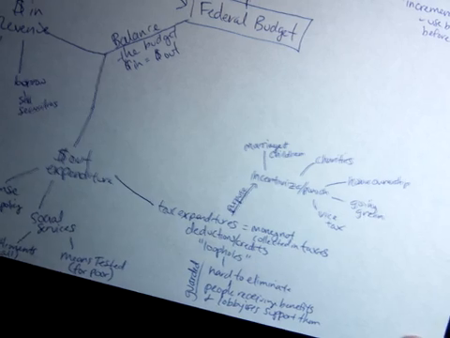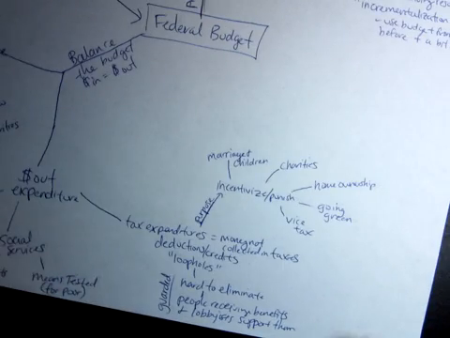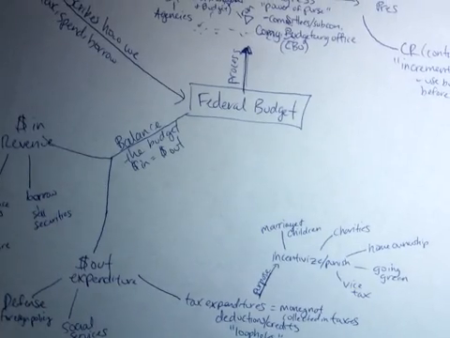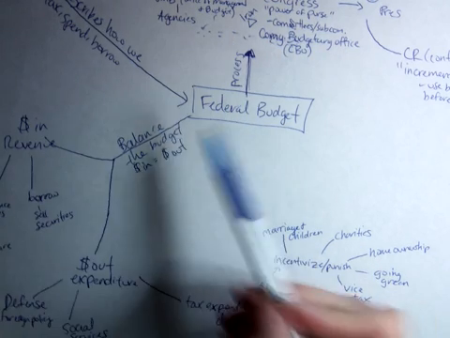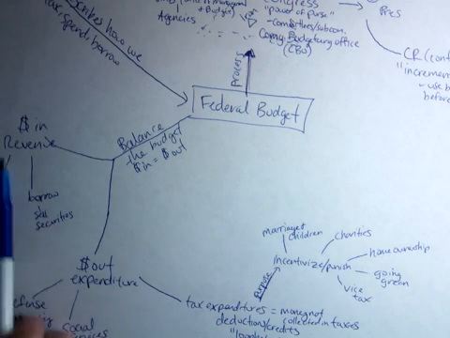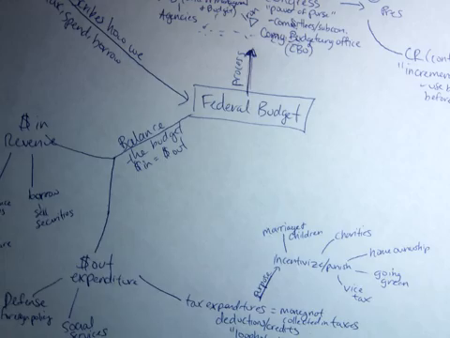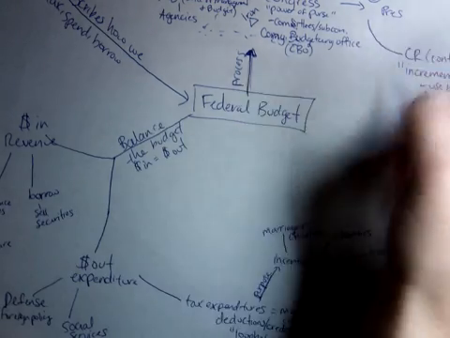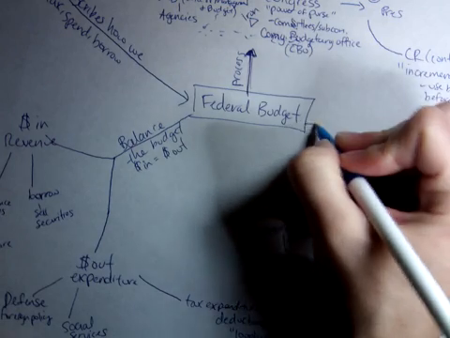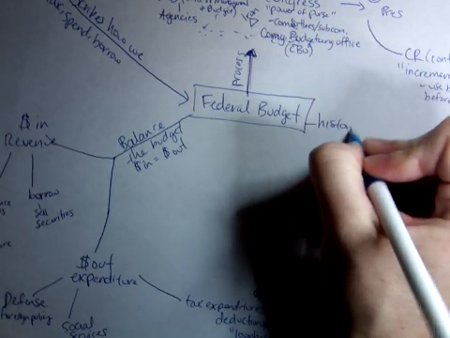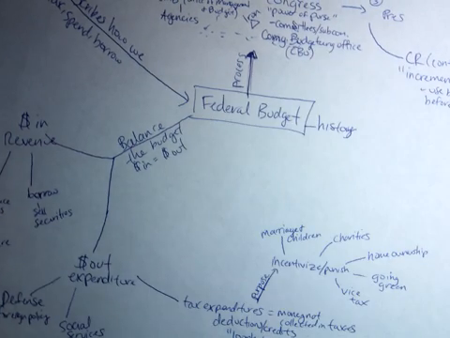Okay, so big picture, we've gone over the process of making a budget, how to balance it, and we've seen income and expenditures. And with this space here, we're going to do history, so kind of our overview of how our federal budget has looked.